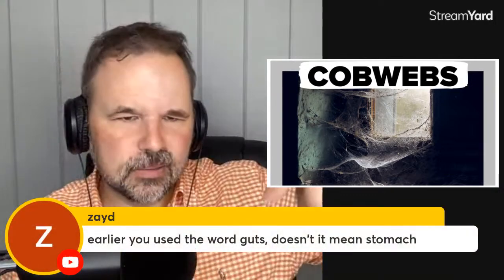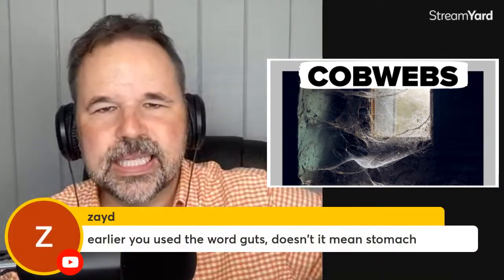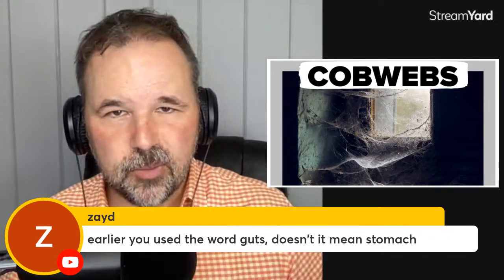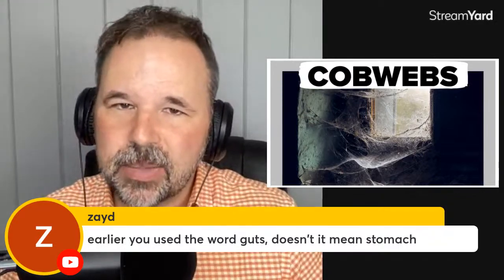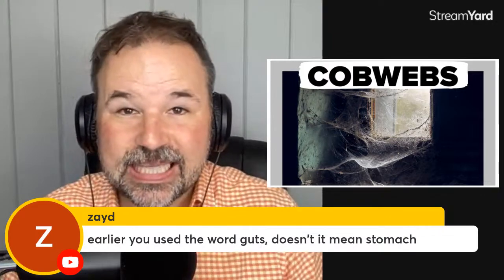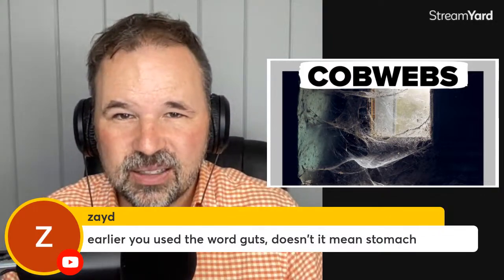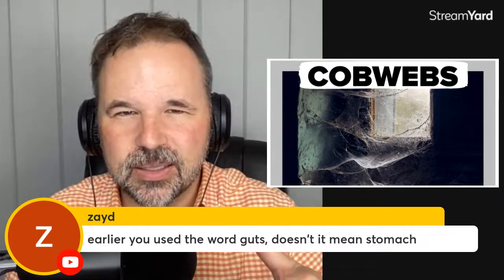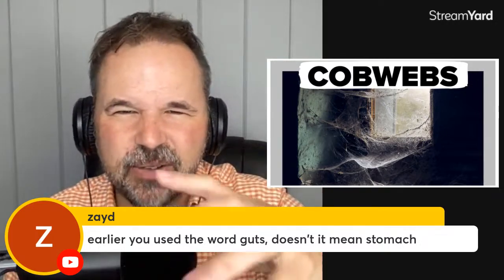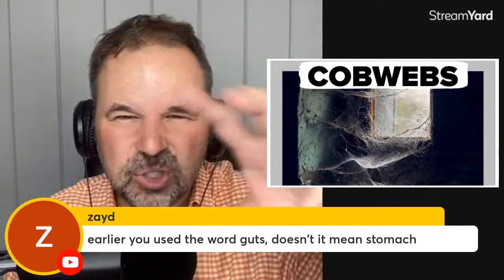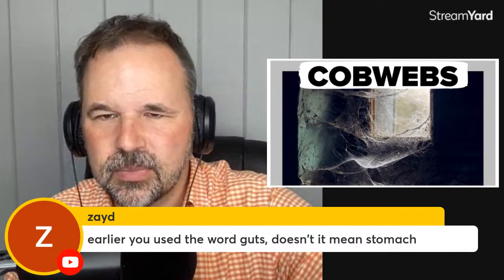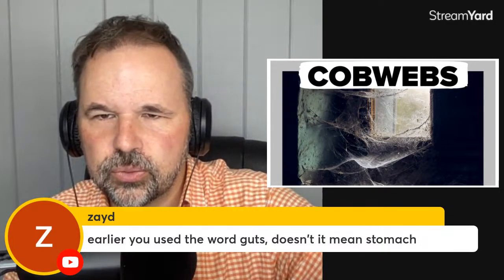All right. There are some things going on in the chat. Let me check it. Oh, yes. Earlier, I used the word guts. Yes, for a human, it might mean the stomach. It might mean the inside of your body, your guts, but we can also use it for pumpkins. It's also the inside of a pumpkin. It's all stringy. There are seeds there.